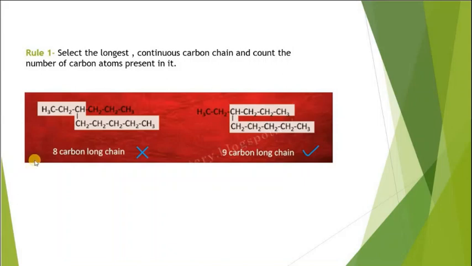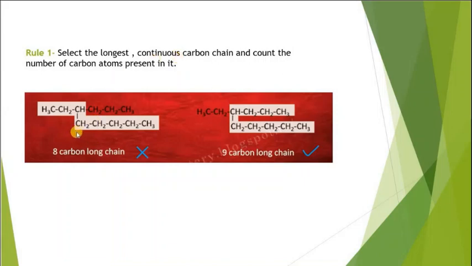Okay. Rule number 1. Select the longest continuous carbon chain in the compound that is being given to you and count the number of carbon atoms present in it. The chain can be a straight chain, it can be a coiled one as well. It will not always be a straight chain. It can have many coilings as well. You will have to choose the continuous carbon chain that has the maximum number of carbon atoms in it.